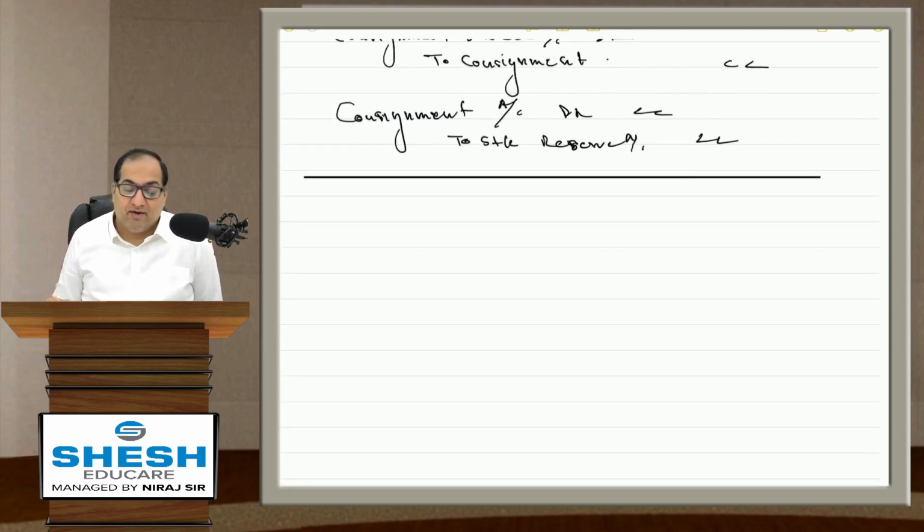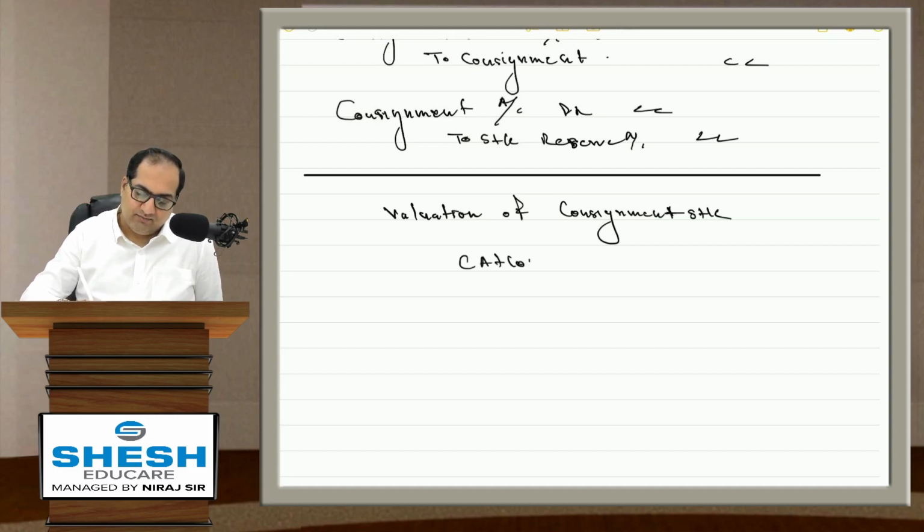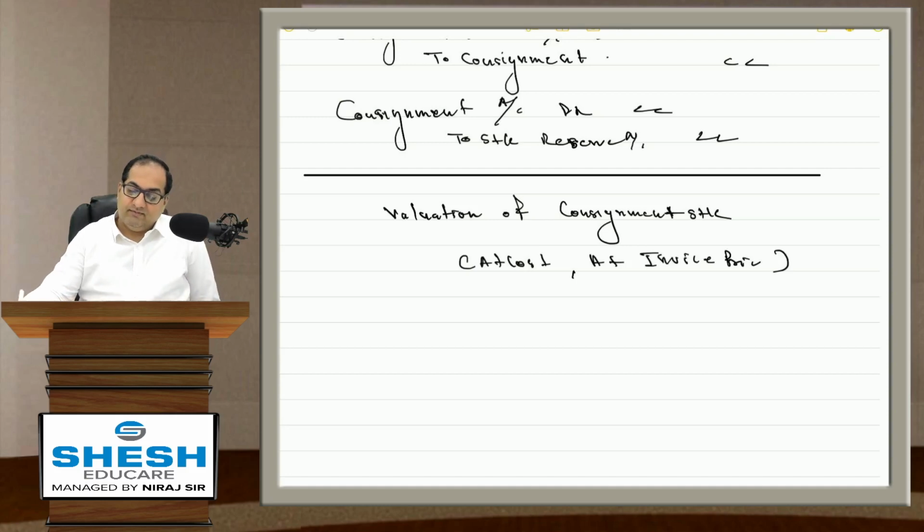ये एपिसोड कंप्लीट होने के बाद आपका हर एक प्रॉब्लम में सबसे बड़ा एपिसोड आता है वैल्यूएशन ऑफ consignment stock. This should be at cost, but at time it is at Invoice price.